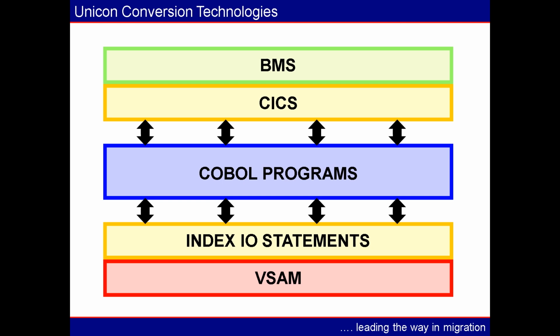This is the IBM CICS component stack that we have been discussing. The programs are IBM COBOL. The user screens are provided by BMS maps running in a CICS region. The data is stored in VSAM files. Using the Unicon automated code and data converters, the IBM COBOL programs are converted to Visual COBOL .NET COBOL programs.